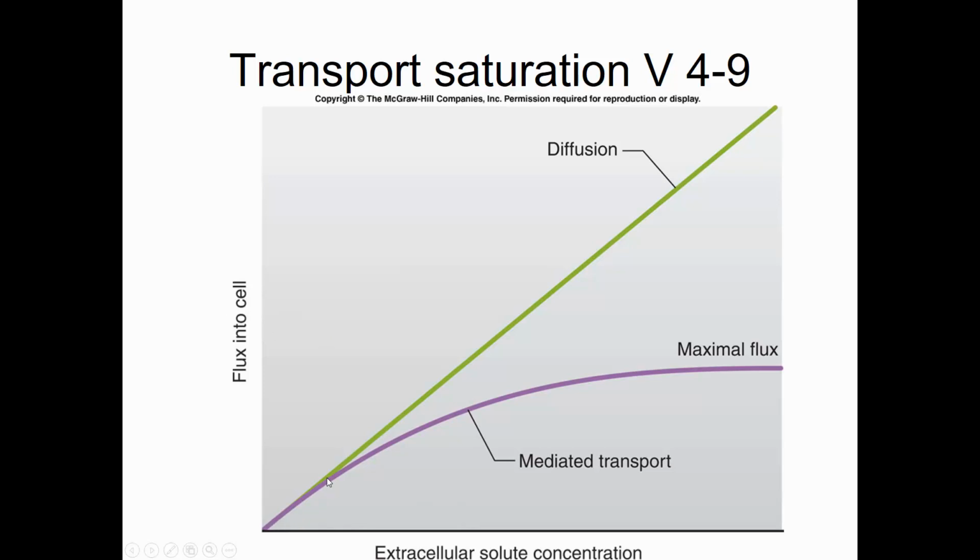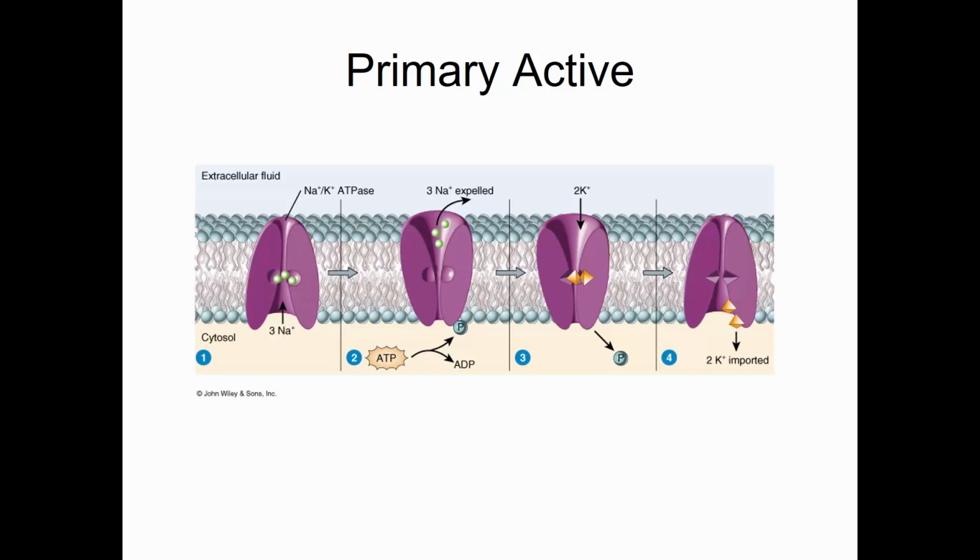But what you notice here is that when we bring in a mediated transport process, it levels off. And when you're leveling off, it means all of your transporters are occupied. All of your transporters are working as fast as they can. And even though the concentration gradient has increased, you can't go any faster. So the reason why facilitated diffusion is not true diffusion is because it saturates. Now anything that involves a transporter can saturate.